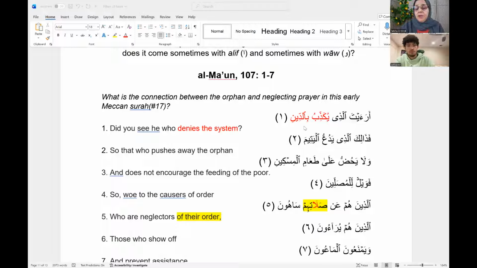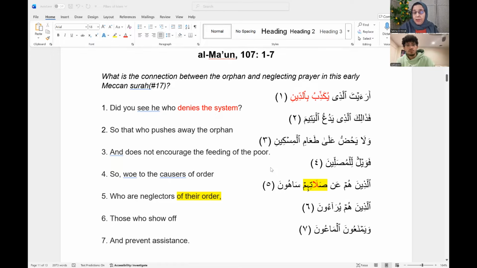So here it says, who's the one who denies the system? Those who push away the orphans, they don't care about the needy, and they don't encourage the feeding of the poor. So then it moves to فَوَيْلٌ لِلْمُصَلِّينَ, like, wow, to the causers of order. So where is the ayah going? What is the verse leading us to? It's leading you to tell you who these are, because I call them musallin, not those who pray. In the traditional reading, they call them those who pray. But really, it's those who are the causes of order, like the leaders that are supposed to establish order.